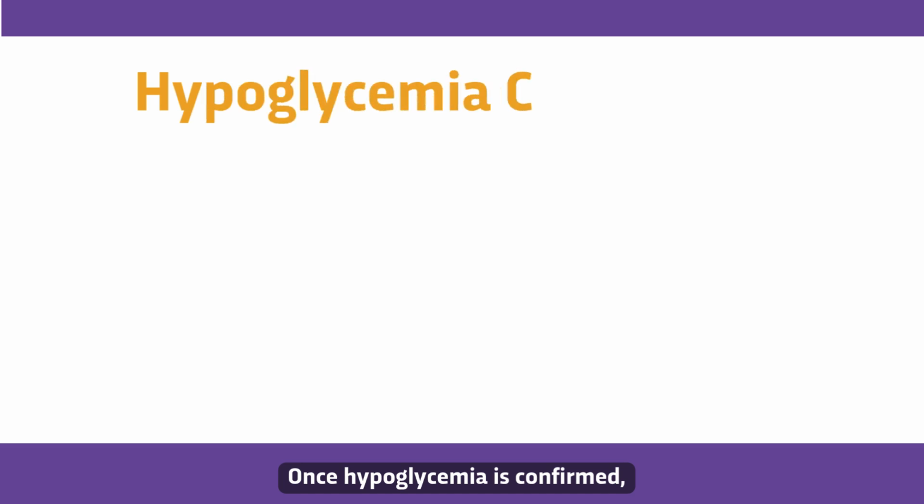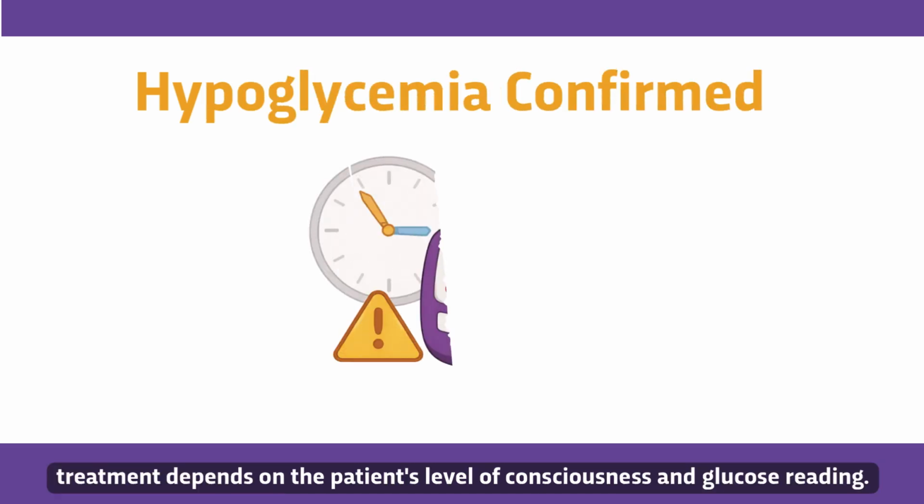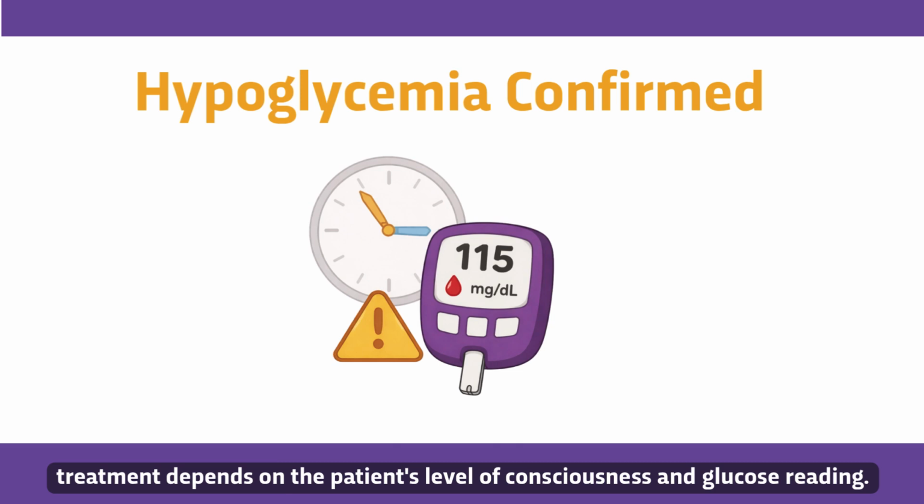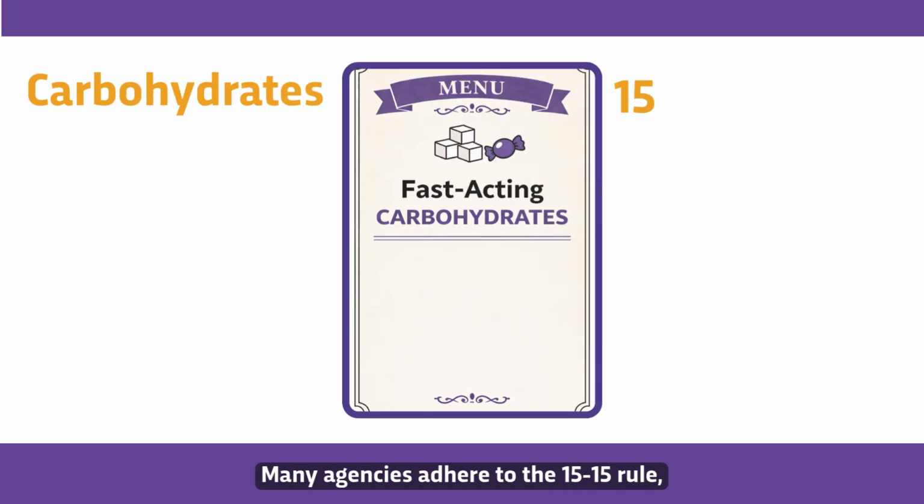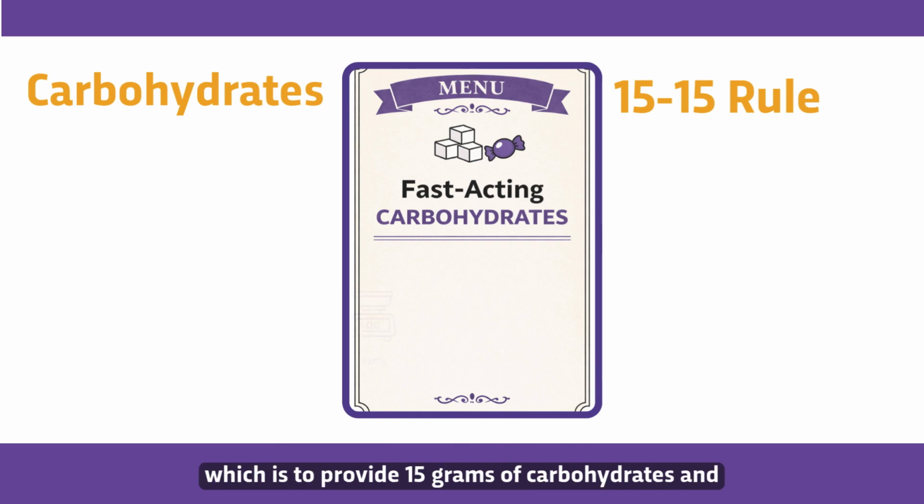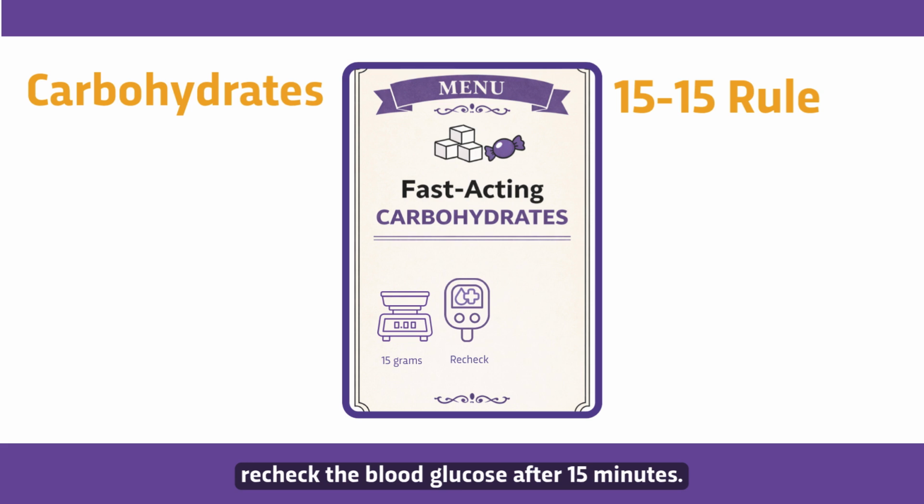Once hypoglycemia is confirmed, treatment depends on the patient's level of consciousness and glucose reading. If conscious, provide fast-acting carbohydrates. Many agencies adhere to the 15-15 rule, which is to provide 15 grams of carbohydrates and recheck the blood glucose after 15 minutes.